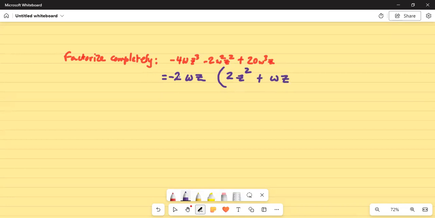And remember, we took a minus 2 out. So 20 divided by minus 2 is minus 10. Then we took the Z out, so that is gone. Now W cubed divided by W, we will be left with a W squared.